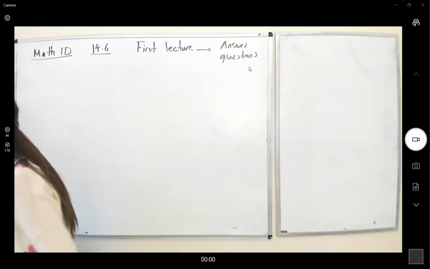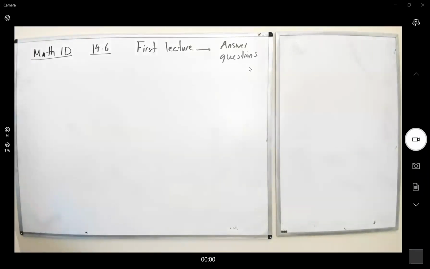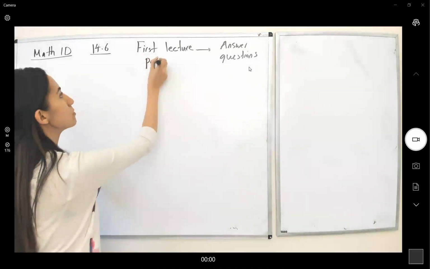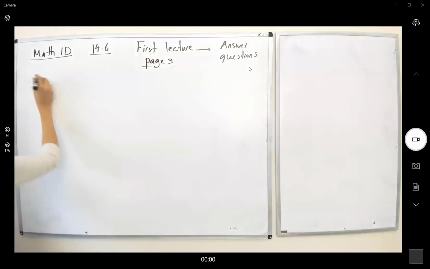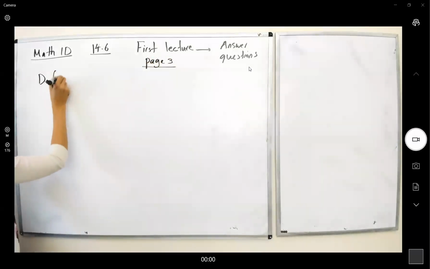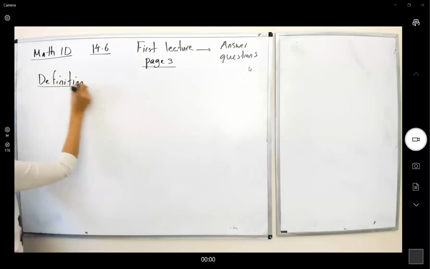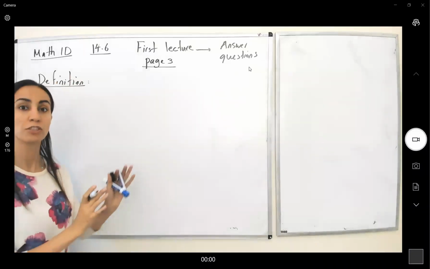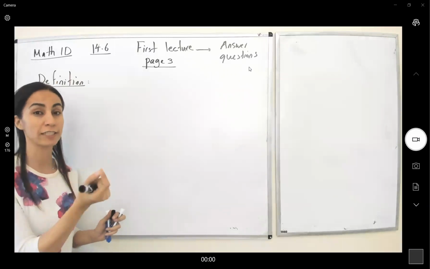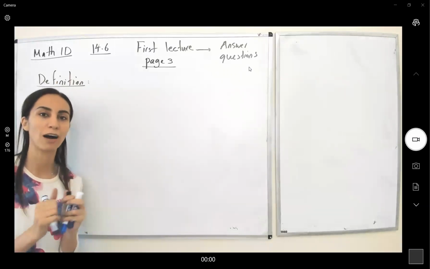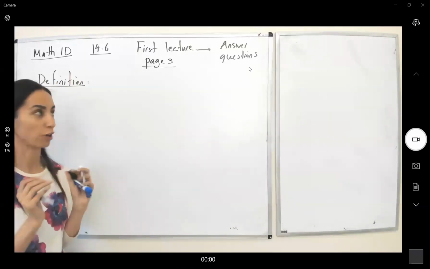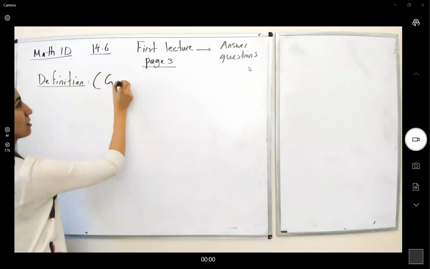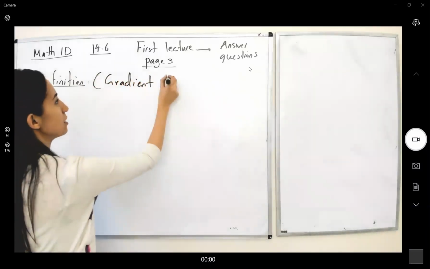So where are we? We are on page 3. Page 3, the gradient of a function. So far we talked about directional derivative, which is just a fixed number. Now we're going to talk about a vector function, which is gradient function.